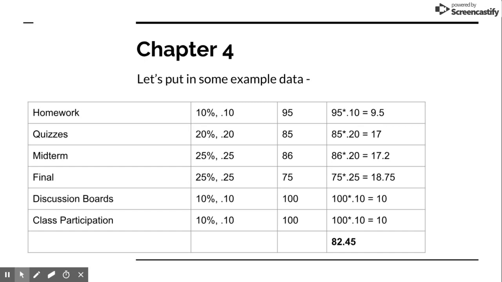I continue that with quizzes. I take my example quiz grade of 85 and I multiply it by 0.20, because it's 20% of the grade. That gives me a 17. And so on and so forth. 25% for midterm, I multiply 86, my example midterm grade, times 0.20, I get 17.2. Once I get all these numbers, the 9.5, the 17, the 17.2, the 18.75, the 10, and the 10, then I add those up, and 82.45 is my weighted average.